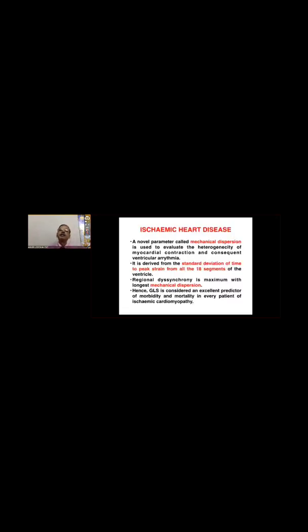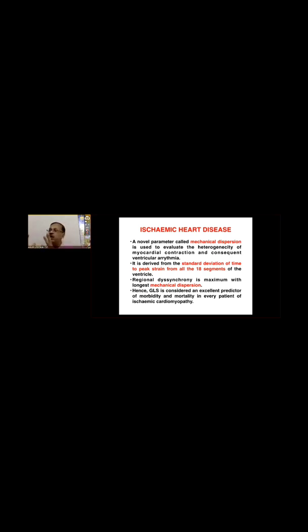This mechanical dispersion is very important particularly in ischemic heart disease, and also in the hypertrophied heart, and in any case of amyloidosis where there is a lot of dyssynchrony and dispersion of your strain values. That's why it's called mechanical dispersion, used to evaluate the heterogeneity of the myocardial contraction.